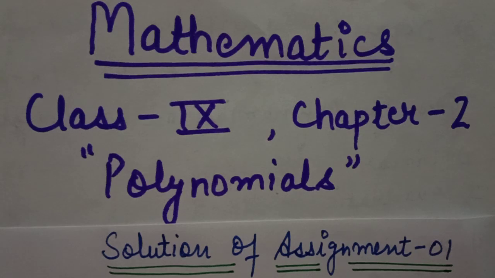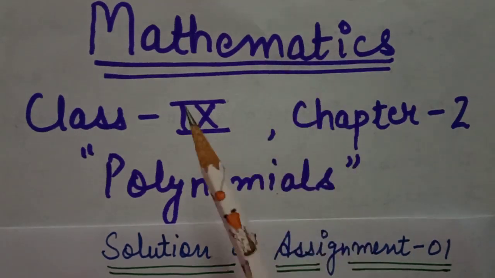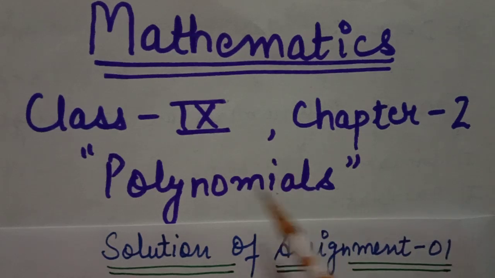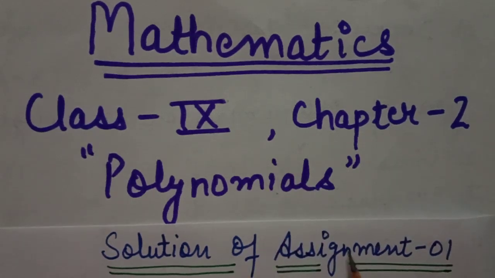So students, this is your mathematics class for class ninth. This is chapter 2, chapter name polynomial. This is the solution of assignment 1. In this lecture, we will discuss all the questions which I gave you in assignment 1. So students, start with the first question.